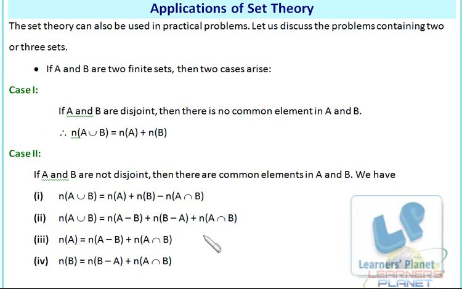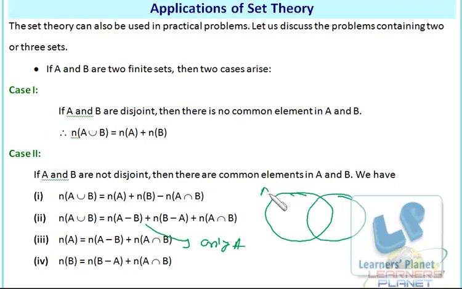Similarly, other formulas are also there. The number of elements in A union B is equal to the number of elements in A minus B, A minus B is actually only A. If this is the representation, that's A, that's B, that is A minus B, that is A intersection B, right? So the union is actually this plus this plus this. Obviously, the number of elements in A minus B plus the number of elements in A intersection B plus the number of elements in B minus A. Only A, A intersection B, and only B. Okay, so that's pretty simple.